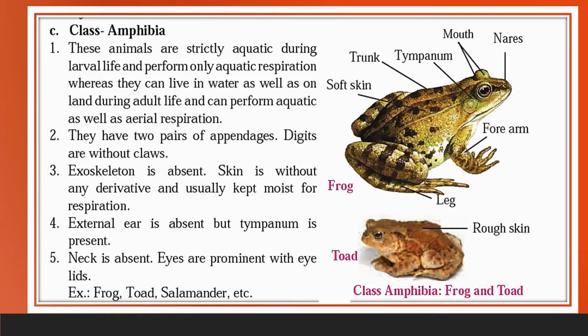They have two pairs of appendages and digits are without claws. Exoskeleton is absent and skin is without any derivative and usually kept moist for respiration. An external ear is absent but tympanum is present. Now what is tympanum? Tympanum is the membrane, or we can call it eardrum. And also neck is absent in the animals belonging to class Amphibia, and eyes are prominent with eyelids. For example, frog, toad, salamander, etc.